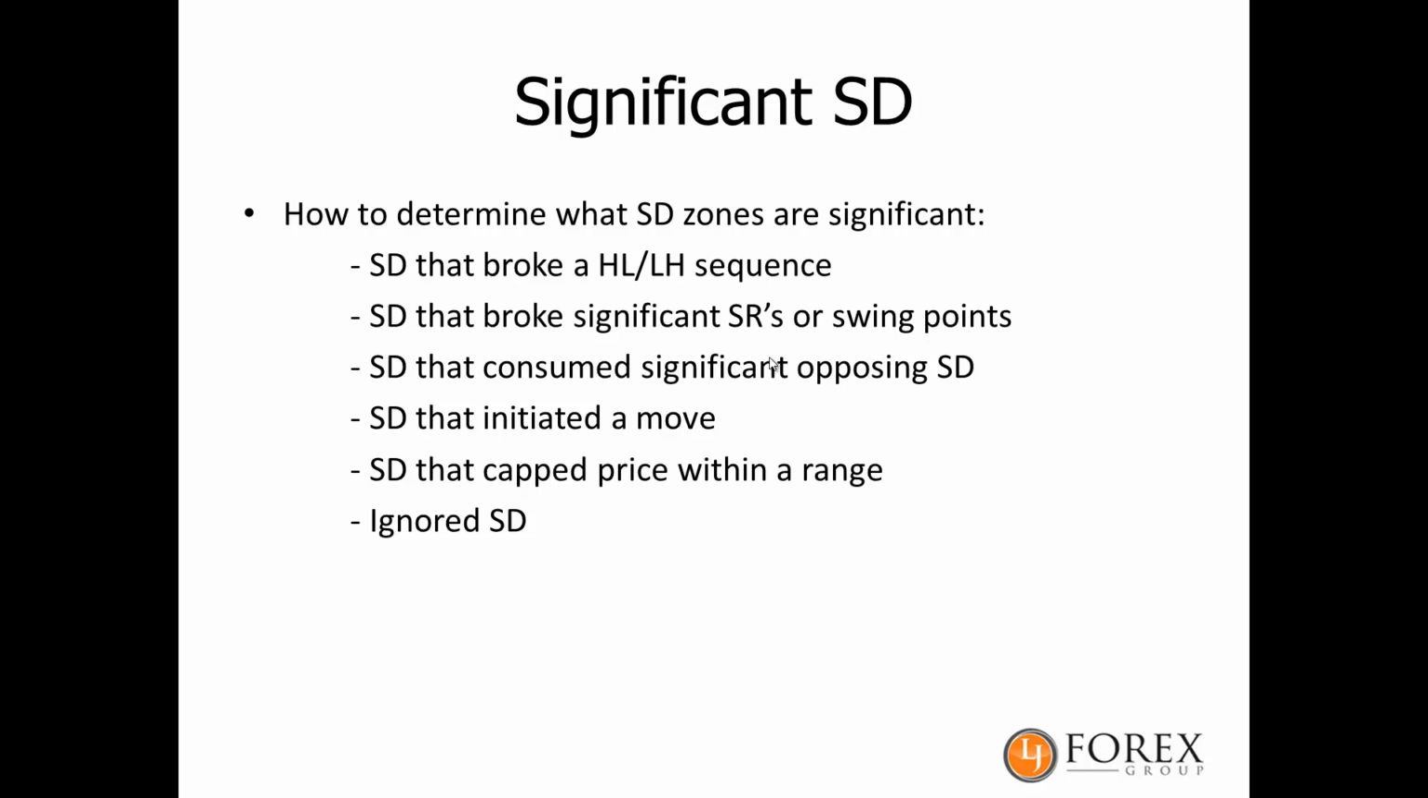Okay, so if a supply and demand zone has actually consumed something, broken something significant on the chart, then that is significant supply and demand. Likewise, if supply and demand has consumed a significant opposing SD, if supply and demand that initiated a momentum move or just a move, a big move in the opposite direction, supply and demand that capped price multiple times within a range, and finally ignored supply and demand zones. They're the main points I look at when I mark up my chart to determine what is significant supply and demand.